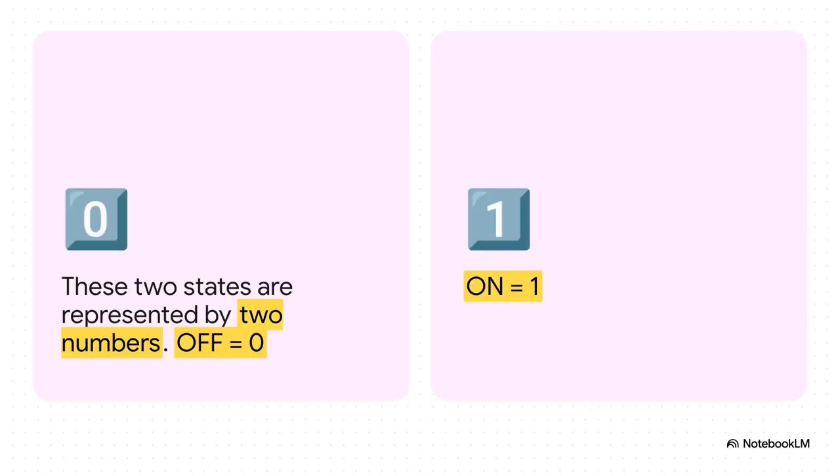And here is where it all clicks. We just assign a number to each of those states. The off state becomes the number 0, and the on state becomes the number 1. And just like that, we've turned a physical state, on or off, into a piece of data. This is it. This is the birth of binary code.